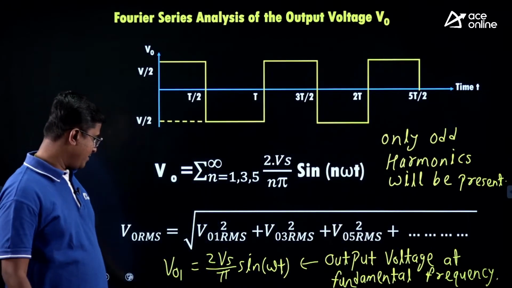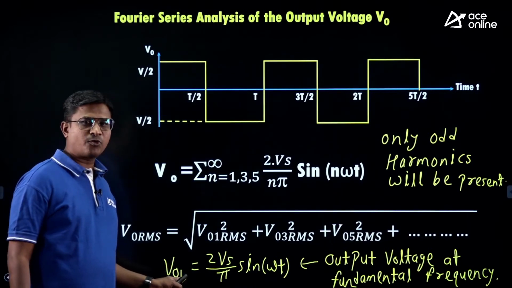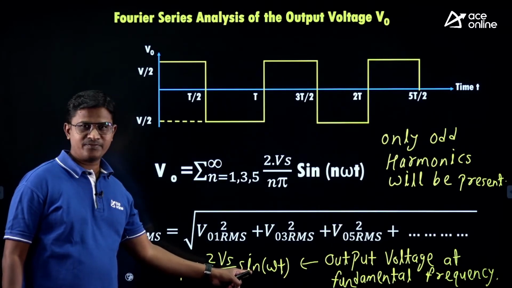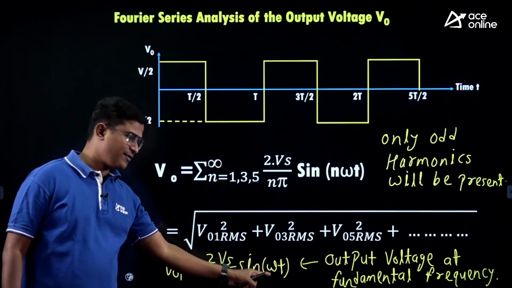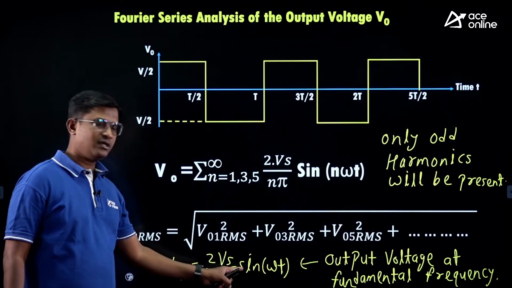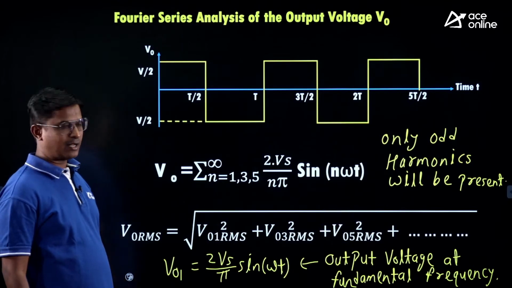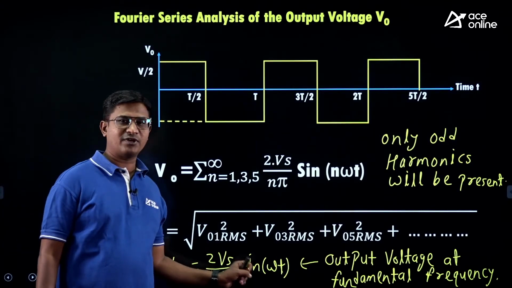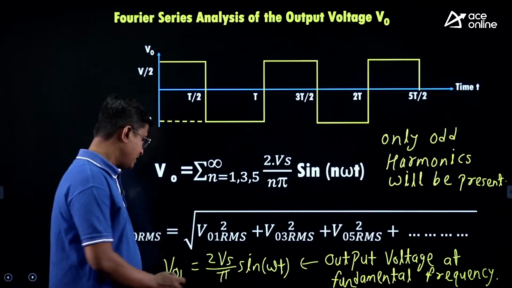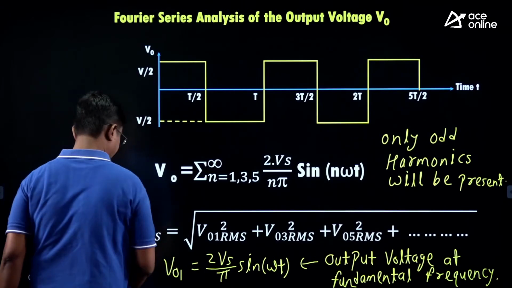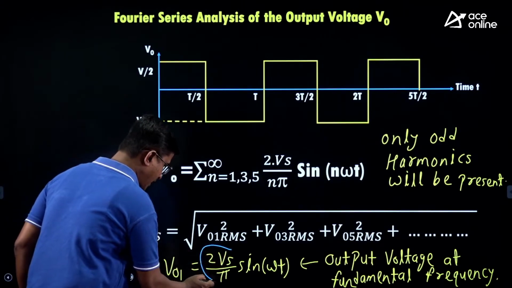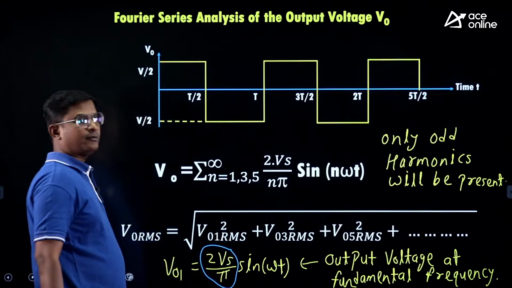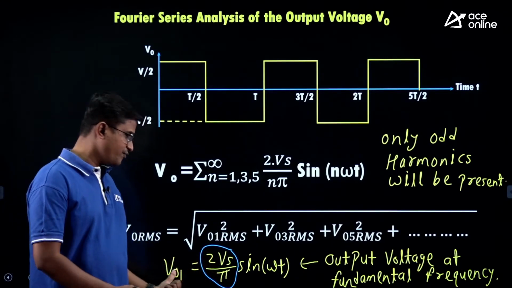All right. Now tell me, the fundamental frequency output voltage is a sinusoidal function, right? Yes or no? So this V01 is a sinusoidal function. Now can I say that this 2 Vs by pi indicates the peak value of this V01?